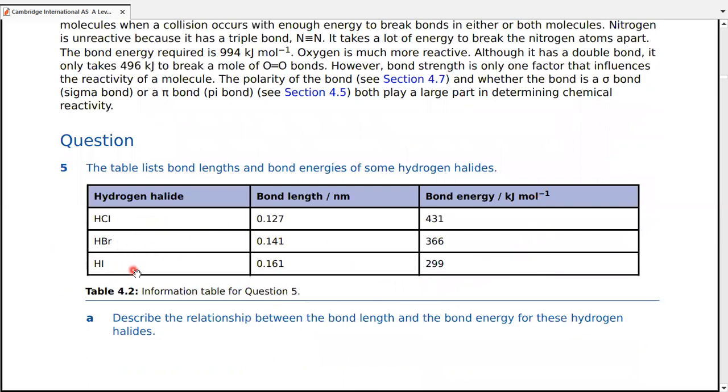HCl, HBr, HI. We listed these examples for a purpose, and they have been a common part of past paper exams. Why? Every time one of the atoms is the same, hydrogen, and the other one is a halogen. Discuss these halogens and you notice that slowly their bond length increases, but their bond energy decreases.